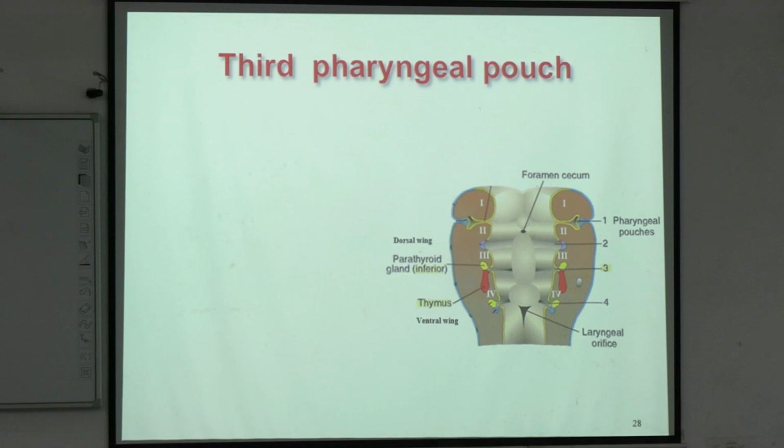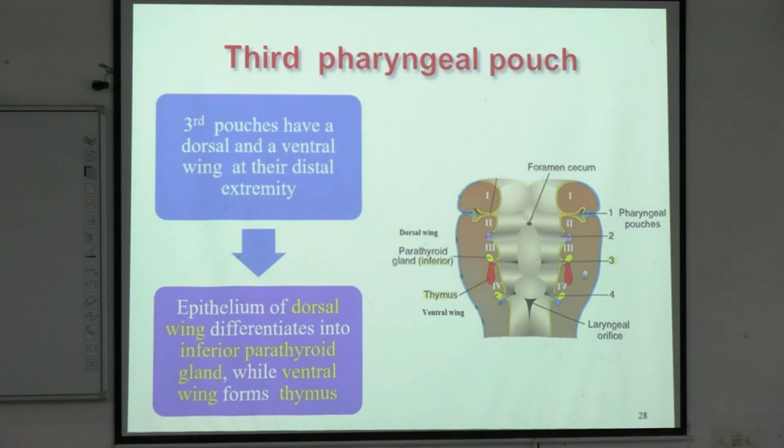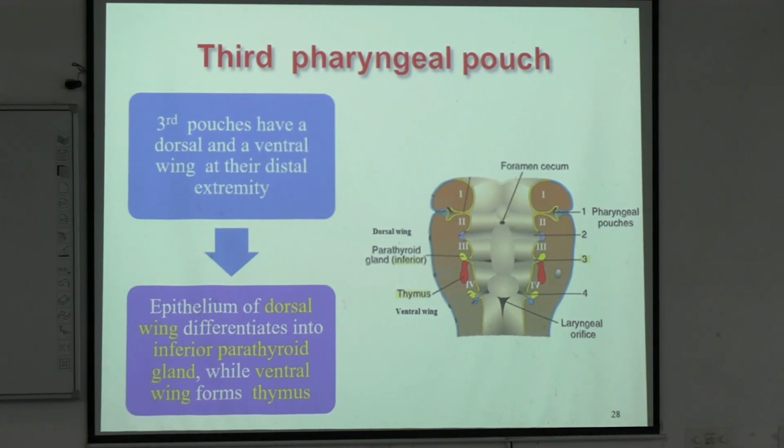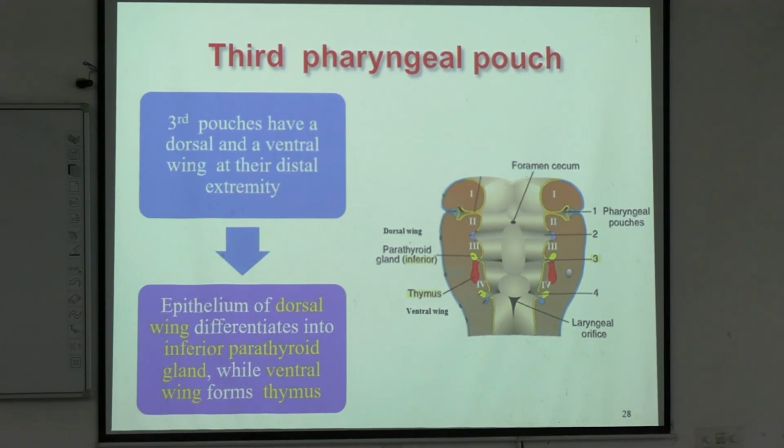Clear? So once again, the third pharyngeal pouch has two parts, a dorsal part and a ventral part. The ventral one, this red one, develops into the thymus. What is the thymus? The thymus is a lymphoid organ. The dorsal one develops into an endocrine gland, the parathyroid gland. There are two types, superior and inferior. This third pouch develops into the inferior parathyroid gland. That's what you have to memorize right now.